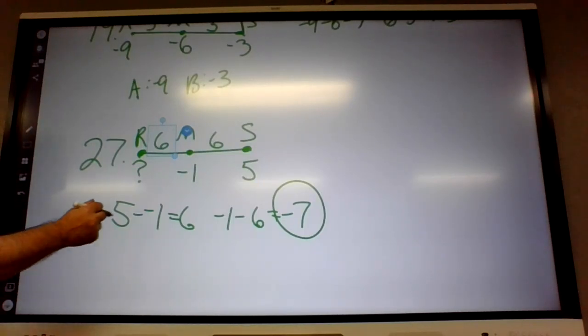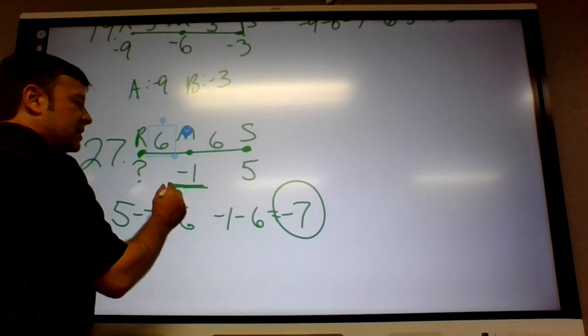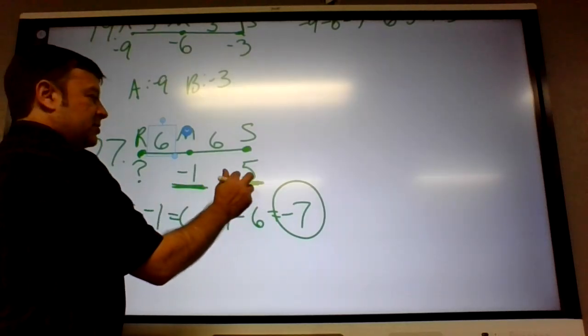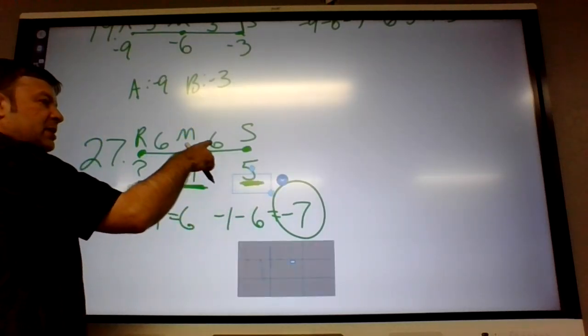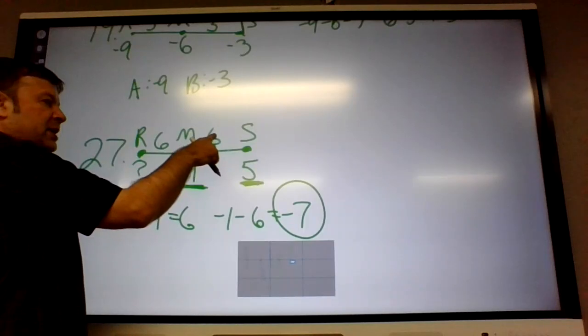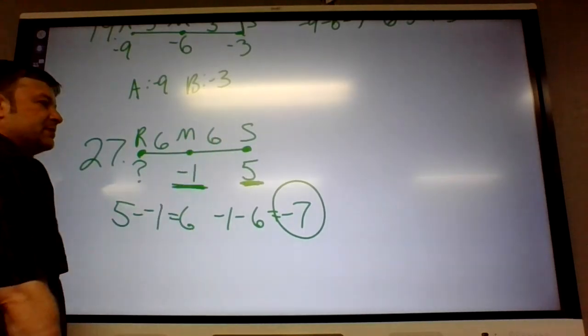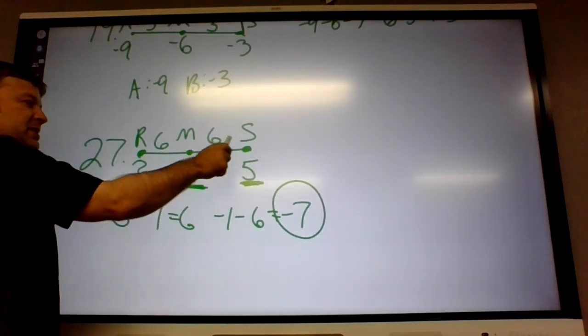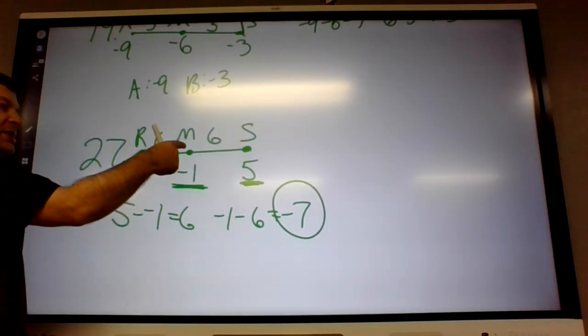These numbers I put on the bottom are the coordinates. That tells you a number that tells you the location. The numbers I put on top here are the lengths from M to S. There are 6 steps from M to S, so it's 6 steps from M to R.